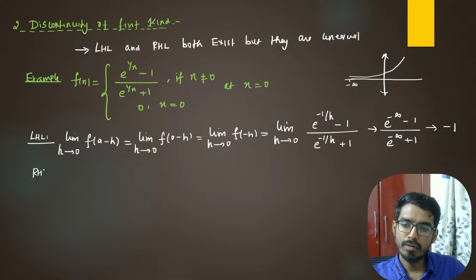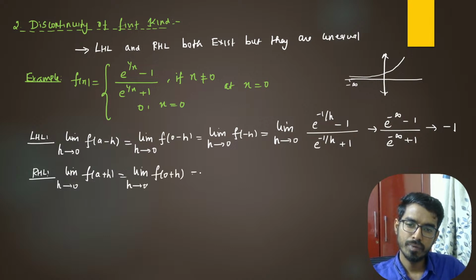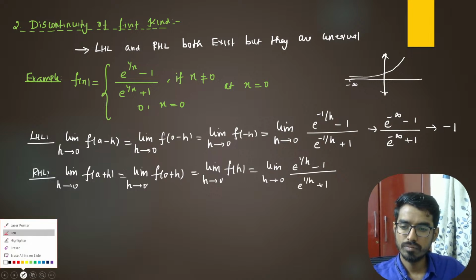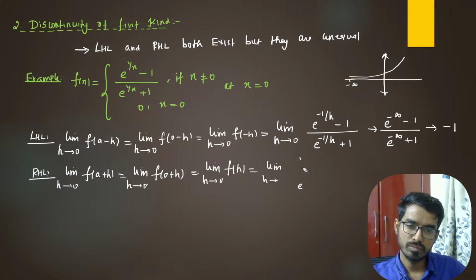Now we will find RHL. So RHL is limit as h tends to 0 of f of a plus h. So limit as h tends to 0 of f of 0 plus h, so limit as h tends to 0 of f of h. So limit as h tends to 0 of e power 1 by h minus 1 divided by e power 1 by h plus 1.